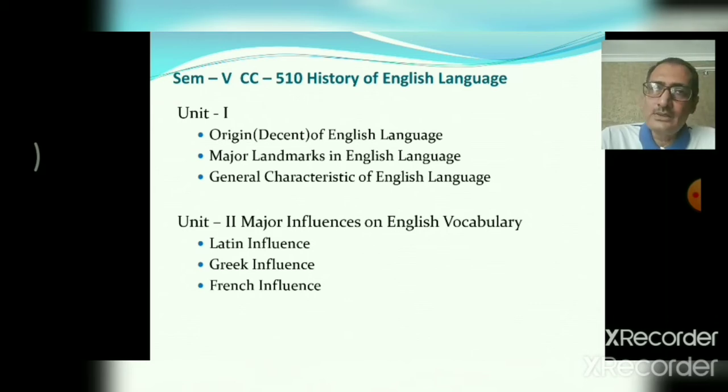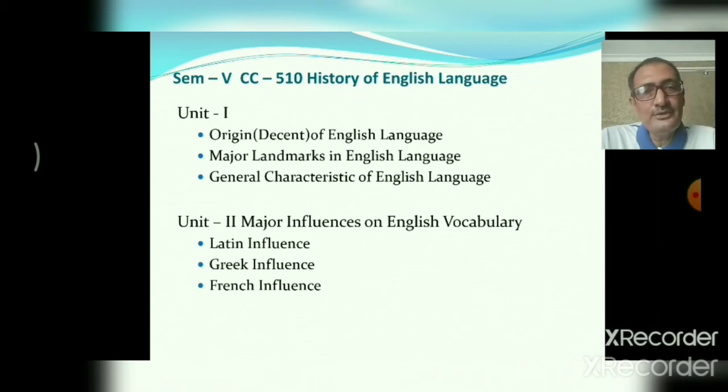Then the third one is about general characteristics of English language, and that is a general all-inclusive kind of question wherein we shall talk about English language, its characteristics, its natural way of behavior and many more things. So this is Unit 1.